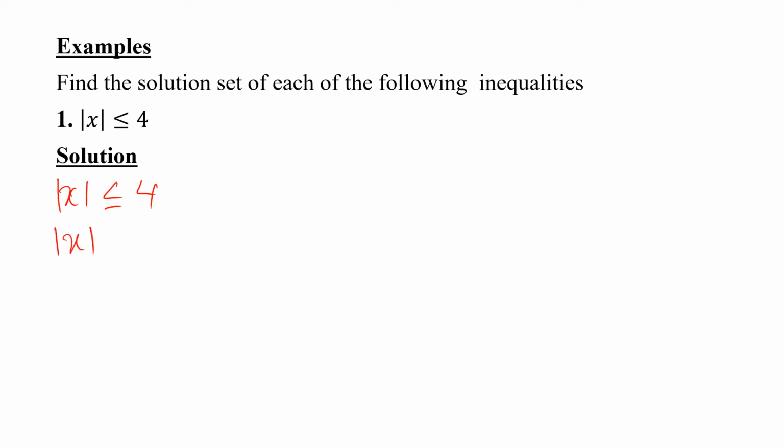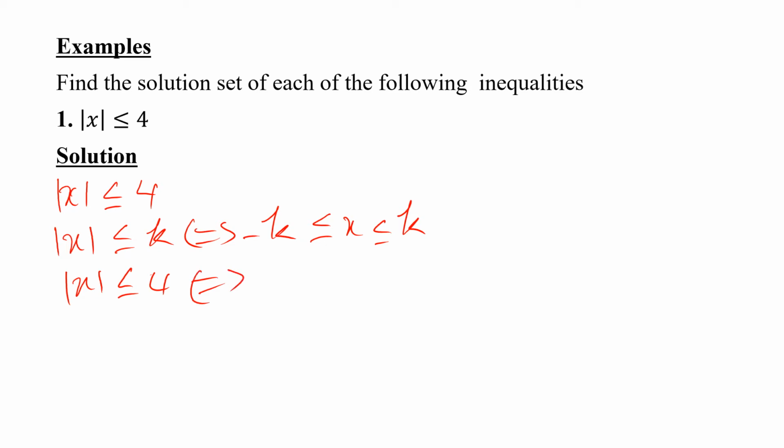Remember that this is equivalent to negative k less than or equal to x less than or equal to k. Now for this example, k is equal to 4. Therefore, the absolute value of x less than or equal to 4 is equivalent to negative 4 less than or equal to x less than or equal to 4. We can present it on a number line.